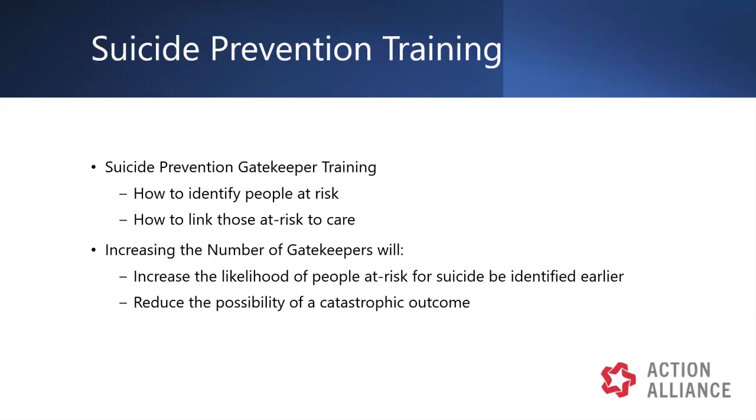Anyone in an organization could potentially be trained as what is known as a suicide prevention gatekeeper. Gatekeeper training allows employees to be knowledgeable in identifying people who may be at risk for suicide and how to link them to care. Increasing the number of gatekeepers within the community will increase the likelihood that people at risk for suicide will be identified earlier in the progression of suicidal thoughts and behavior. This will reduce the possibility of a catastrophic outcome.